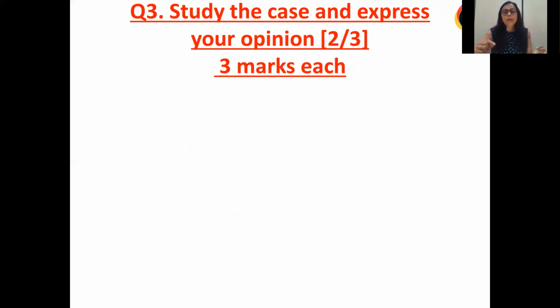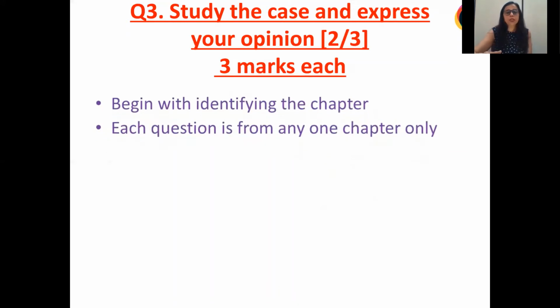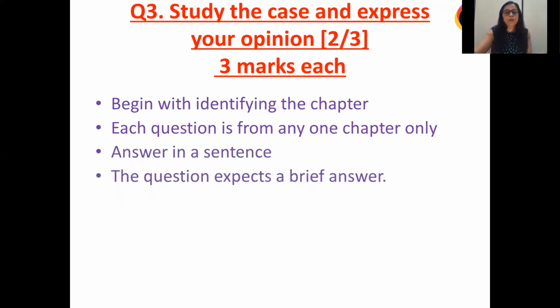Going to the third one, a new type. Here we have study the case and express your opinion. Under this particular topic, you will see that, say for example, 3 questions will be given, and a paragraph will be given, and this is, I would say, quite similar to an objective type. So when you start reading the paragraph, first thing, try and identify which chapter it is from. Once you're done with that, the answers are going to be really very simple. Naturally, for all the 3 questions you have to answer, for a total of 3 marks, each question will carry 1 mark, and all the 3 are going to be from the same chapter, obviously.